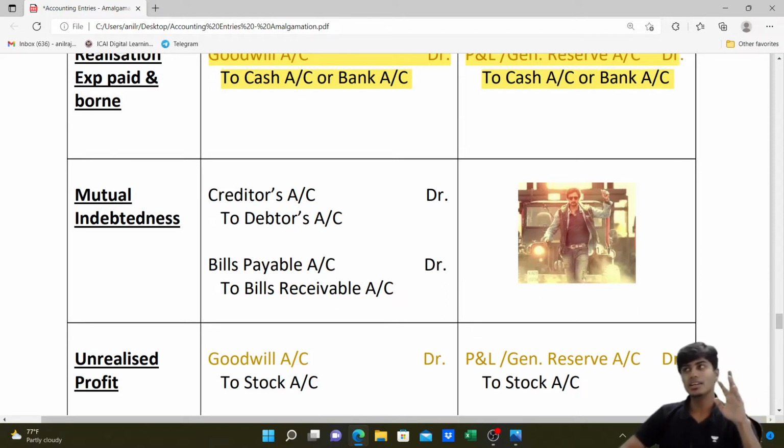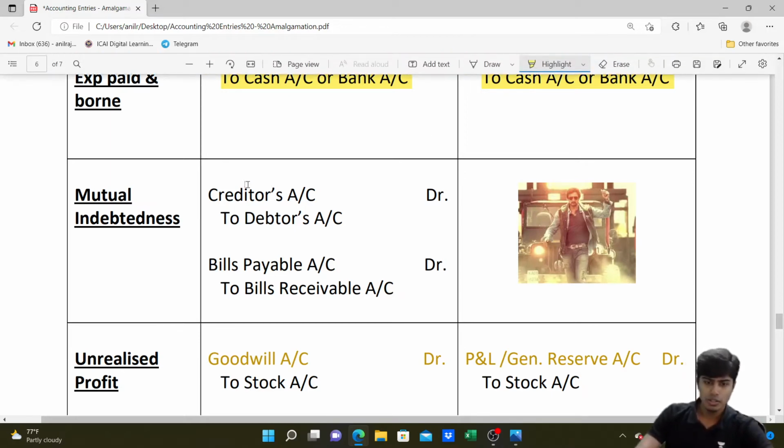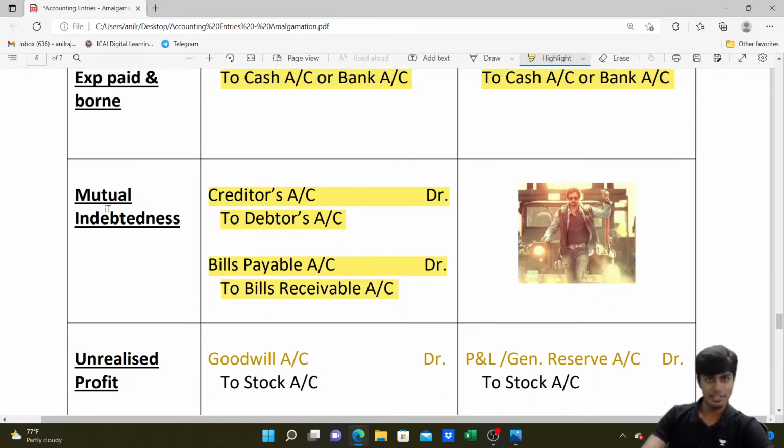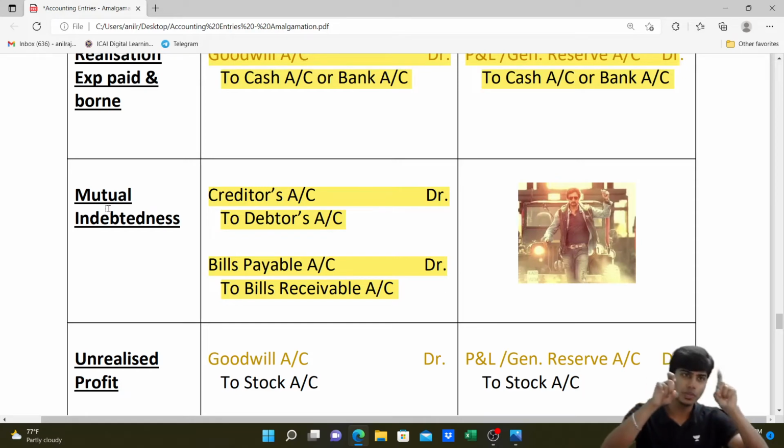So the entry will be creditors account debit to debtors account, or bills payable account debit to bills receivable account. Have a look. So this is for mutual indebtedness. When one company owes money to the other before amalgamation and they get amalgamated, it will be shown as debtor as well as creditor, asset as well as liability, which has to be written off, which we are doing rightly.